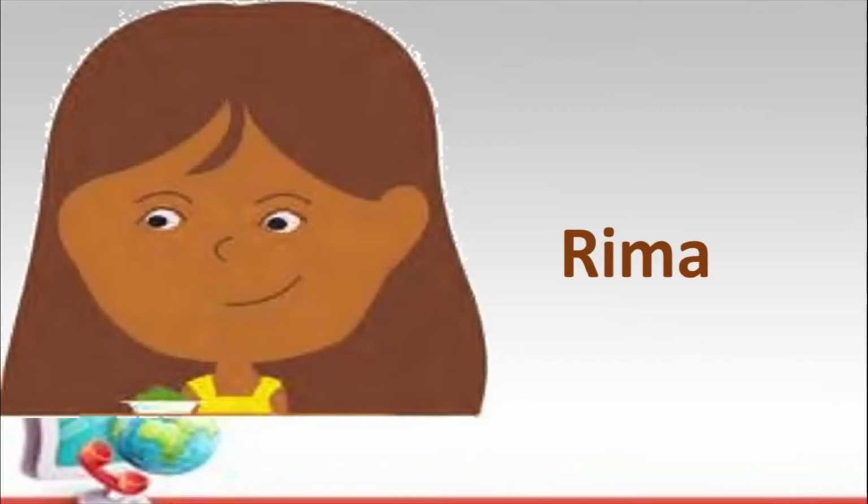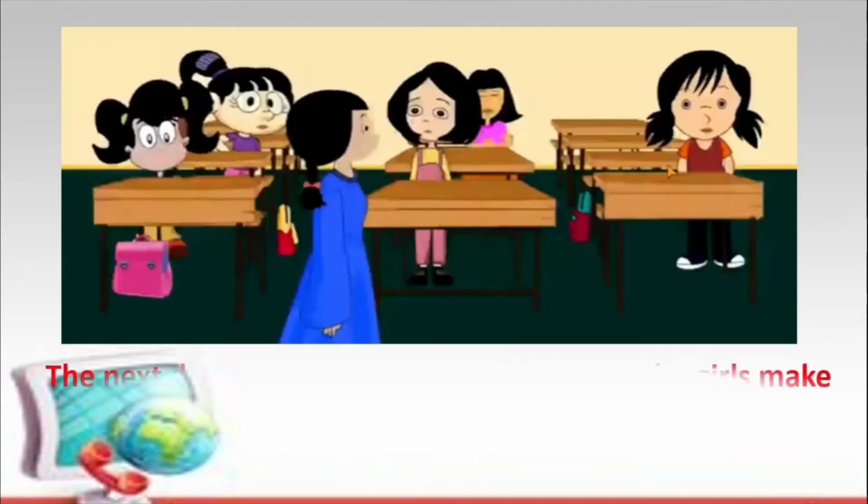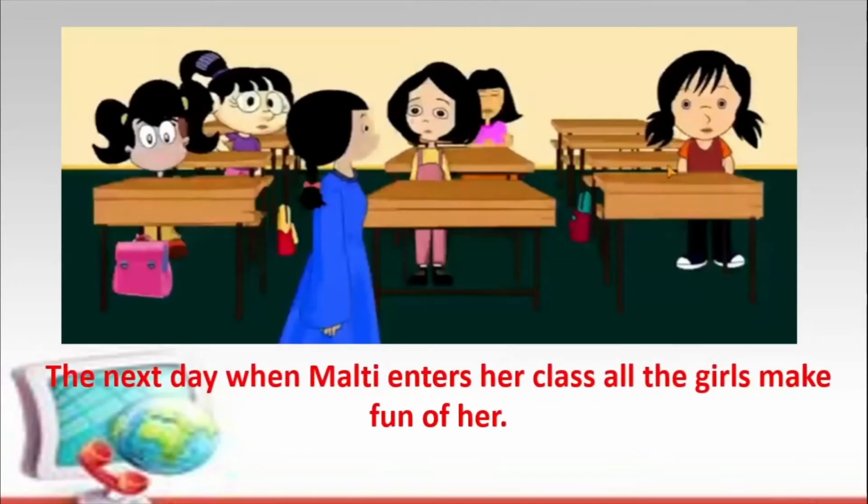Now let us see what happened after that, because Malti had a very, very tough time in the school. So what happened after that? You will see that the next day, when Malti enters her class, all the girls make fun of her. They all stand up and they wish her, they say, good morning. Why morning? Because she speaks like that. Malti's English is not good. So she's come from a place where maybe they speak English like that. They purposely tease her, purposely to make her feel bad. They say good morning to her.